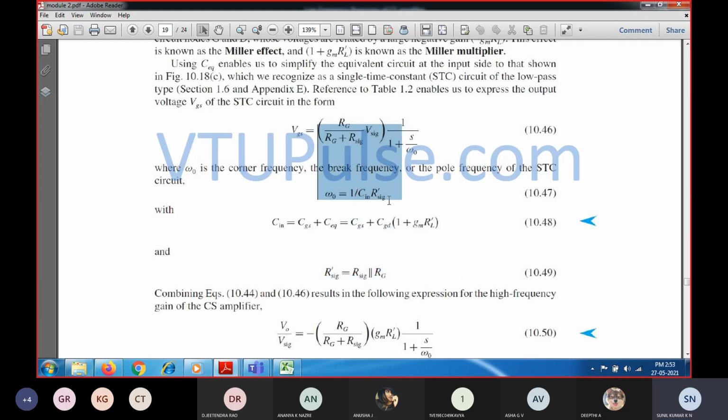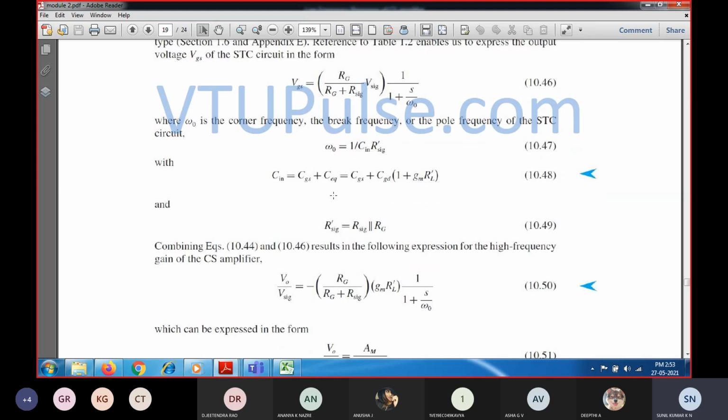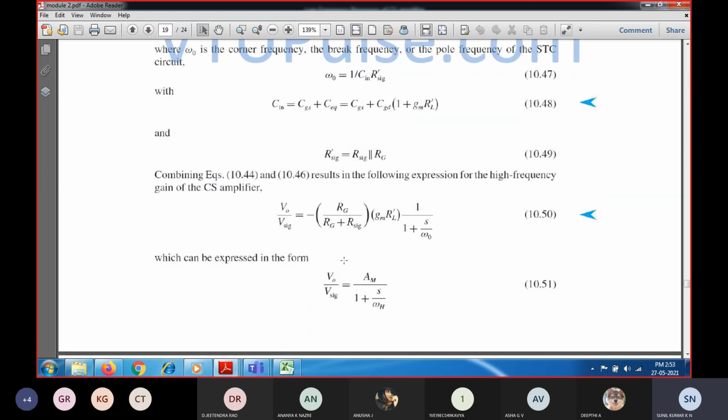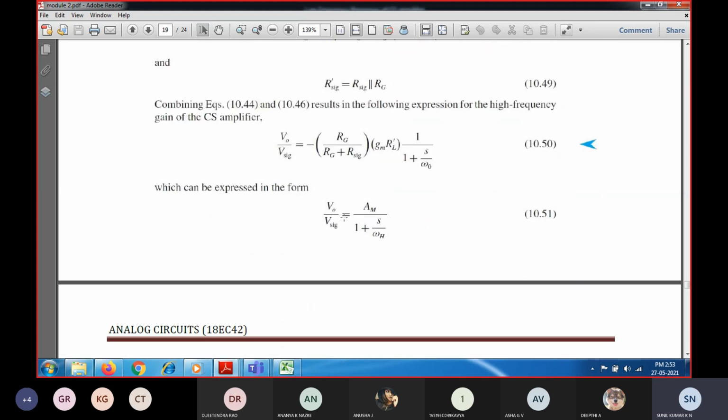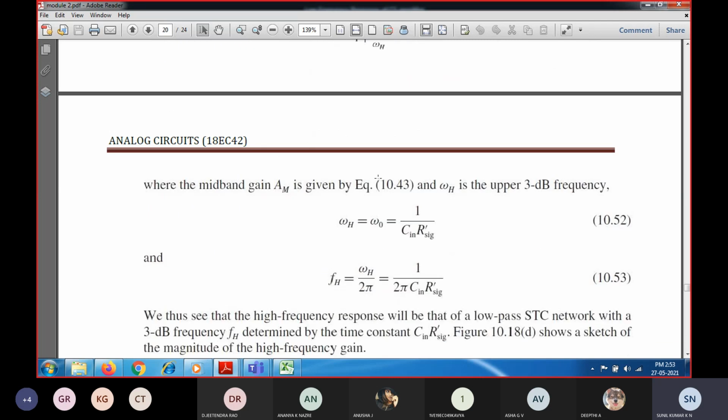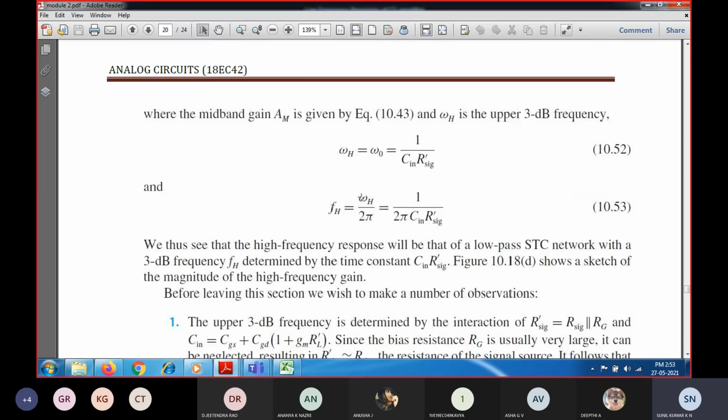So what is the time constant? Omega naught is nothing but the 3 dB frequency, which will be equal to 1 by C into R signal, and it has been denoted in terms of radians. If you want to find out the actual frequency, you can find it by dividing by 2 pi. That gives the 3 dB frequency. FH will be equal to omega h by 2 pi.